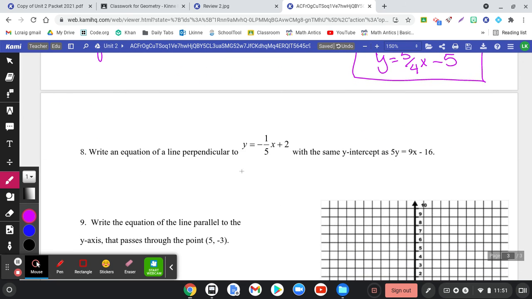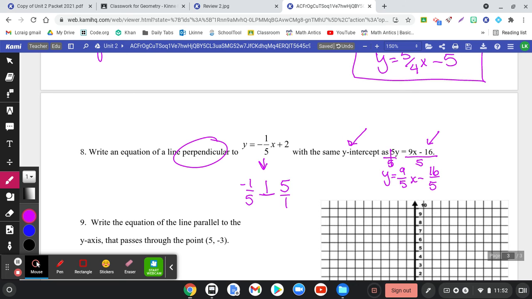All right, a little bit more in the back. Write an equation of a line perpendicular to this. Well, this one's already solved for y, so perpendicular to negative 1/5 would be positive 5 over 1, or just 5. With the same y-intercept as this one. The y-intercept is usually here, but y is not by itself yet. So we've got to divide by 5 to get y alone. So 9/5 x minus 16 divided by 5, we'll just leave it.